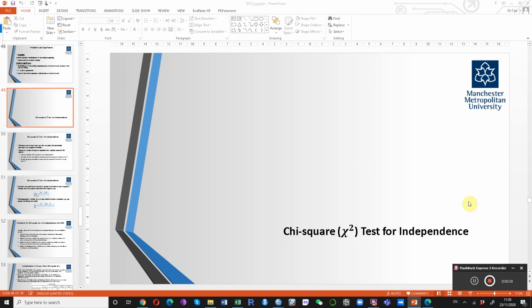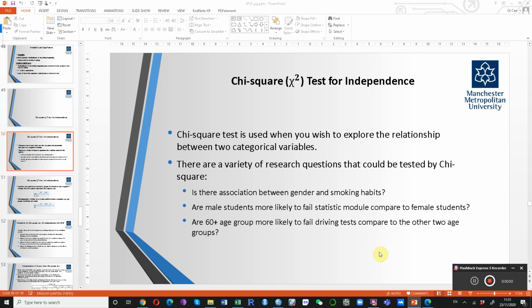So let's have a look at chi-square. This is the chi-square denoted. Sometimes people use different names for it. So what chi-square could do, there are a few examples of chi-square's analytical applications.